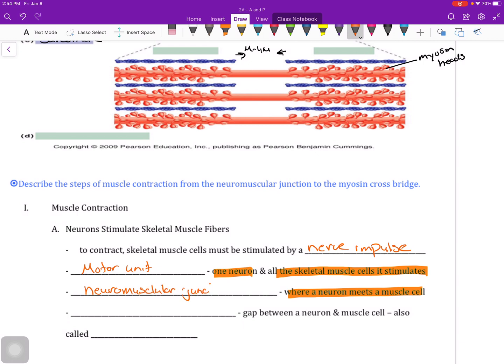All right, that makes sense. We're saying that's where a neuron or a nerve actually meets the muscle cell. Now, it doesn't actually touch it. It kind of hovers over it, and you have what's known as a gap there, and that gap is called the synaptic cleft. Okay, it's a gap between the neuron and a muscle cell, and it can also be referred to by another name known as a synapse.